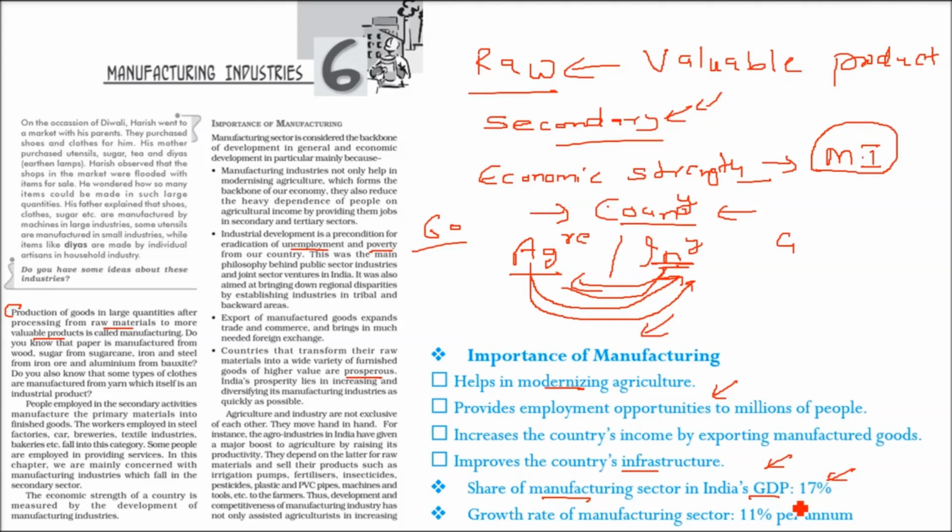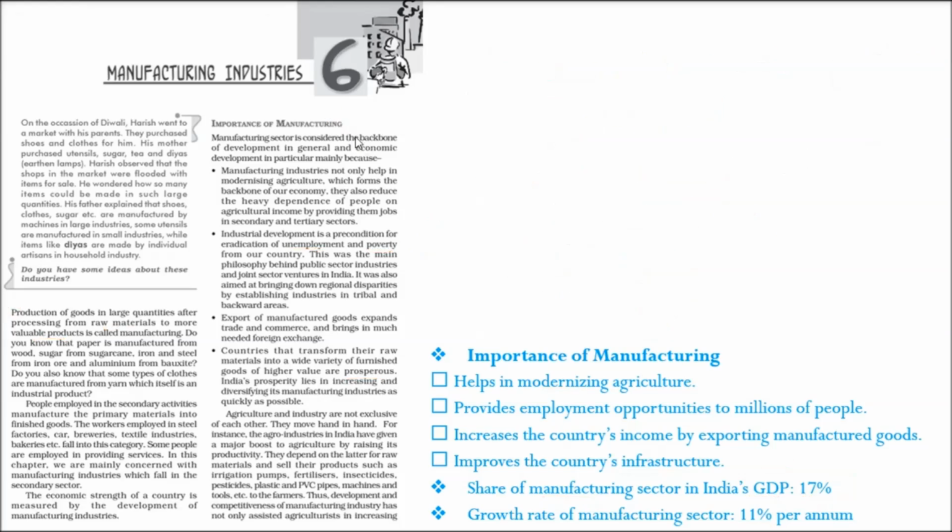So this is the GDP. You should just have an idea. This is 17%, and the growth rate of the manufacturing sector is around 11% per annum. This also keeps on changing, but it remains somewhere around this number.